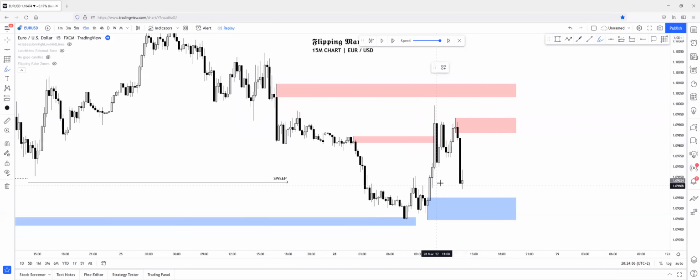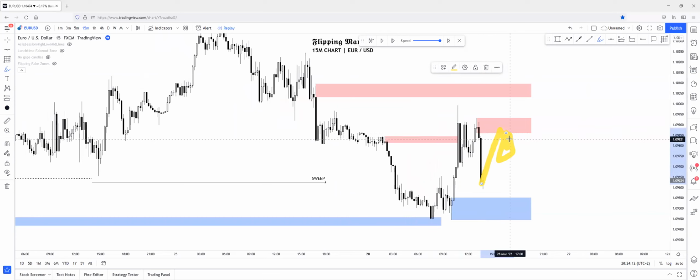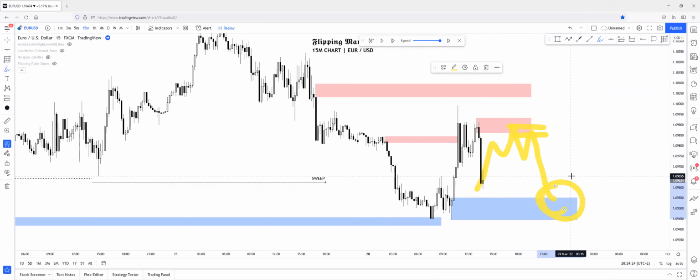We can expect that price will tap into this supply zone and create a change of character inside of this 15-minute supply zone on the 1-minute chart. Sorry, so create a 1-minute change of character inside of this 15-minute zone. Sorry, as I said, I'm really, really tired. And if this happens, we'll be able to target this demand zone down here with the shorts.